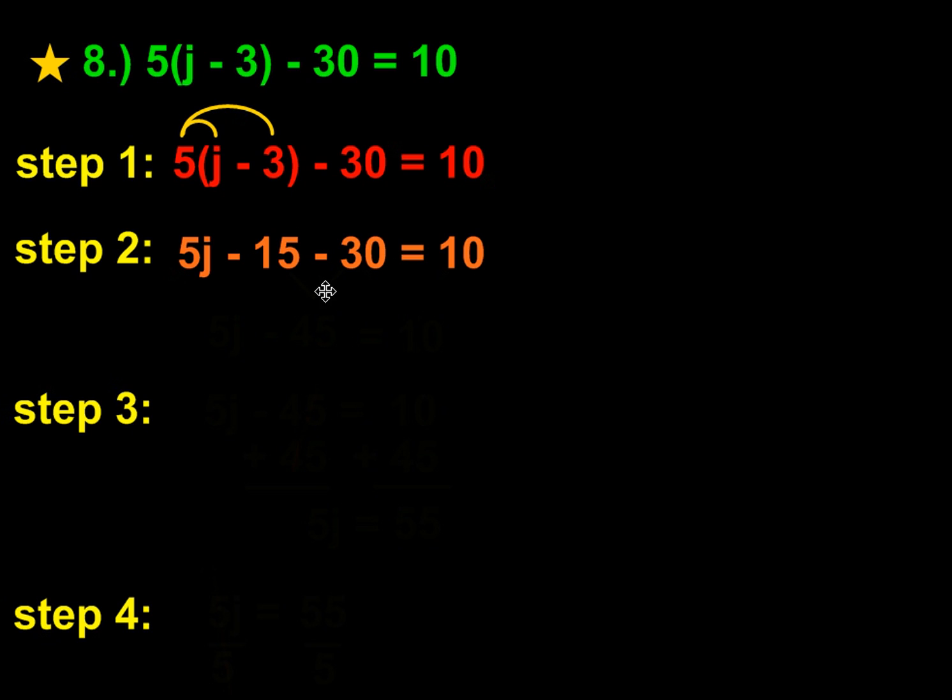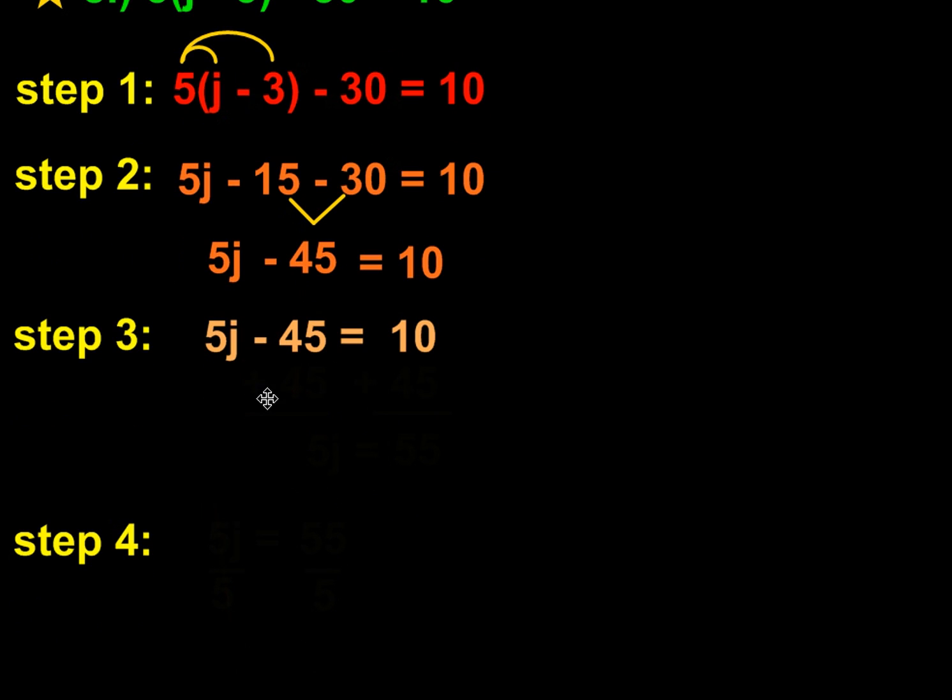I want to look at combining like terms. In this case, I don't have any other j's, but I do have two numbers that don't have j's. So if I add negative 15 and negative 30, I'm going to get negative 45. The 5j comes down. The rest of the problem comes down. I take this and copy it into my step 3.